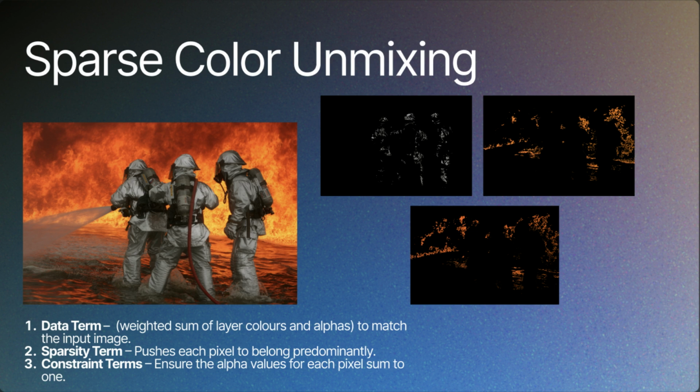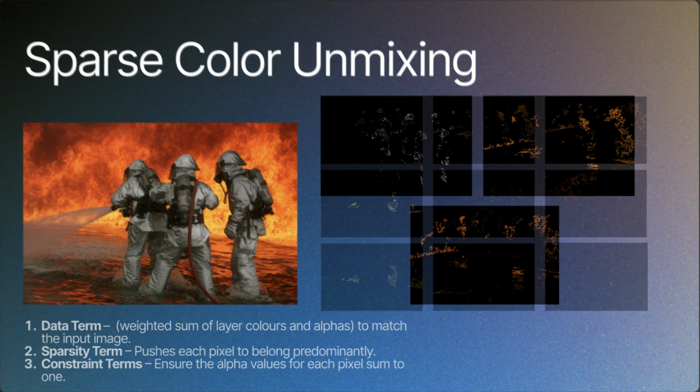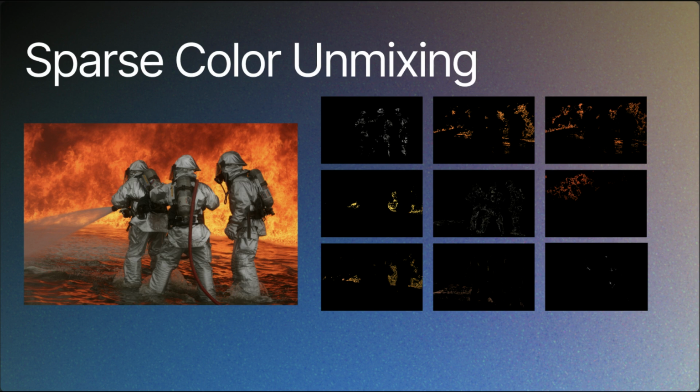We also incorporate Lagrange multipliers and an increasing penalty coefficient using an ADMM-like approach, progressively enforcing these constraints more strictly during training. After each iteration, alpha values are clamped between 0 and 1 and then normalized per pixel.